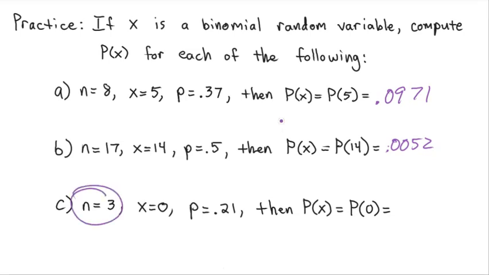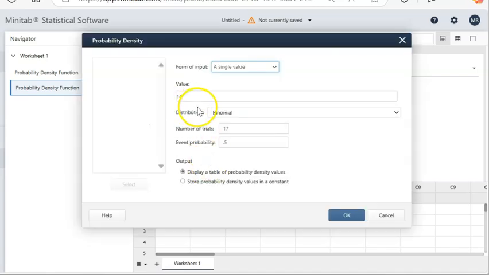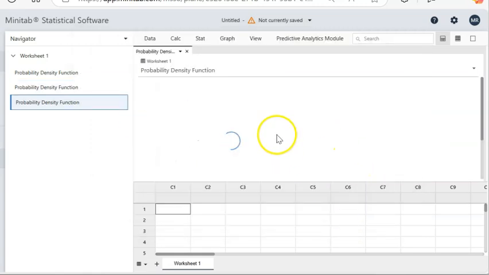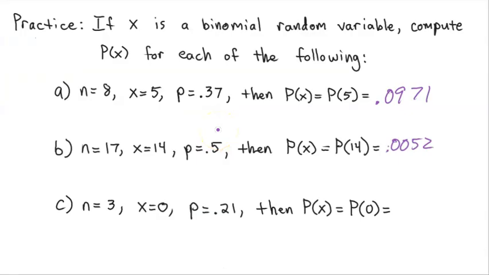Now let's do this third one here. It says n is 3, so 3 trials. What's the probability of 0 successes when the probability of success is 0.21? All right, so we're going to go here, Calculate, Probability Distributions, Probability Density Function. Binomial is already here. Number of trials is 3. Probability of success is 0.21. And we want to know the probability of getting 0 successes. Hit OK. And the probability is 0.493. I hope that seemed very easy, because it actually is really easy once you practice doing it, once you get used to doing it, okay?